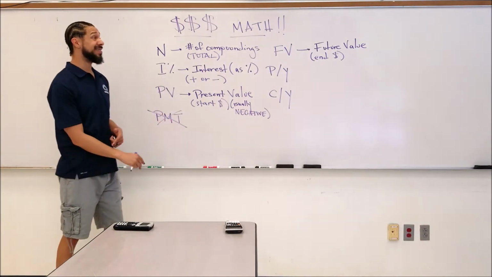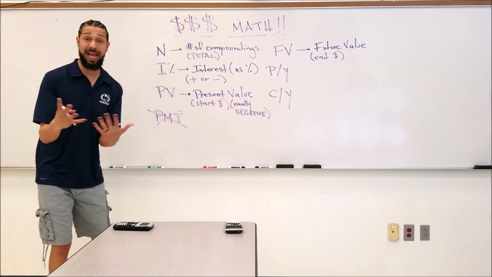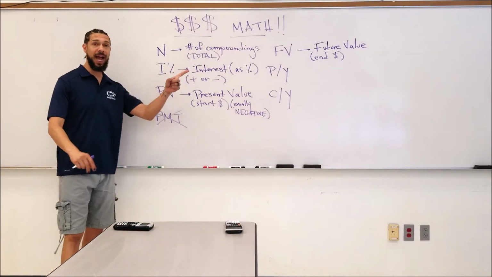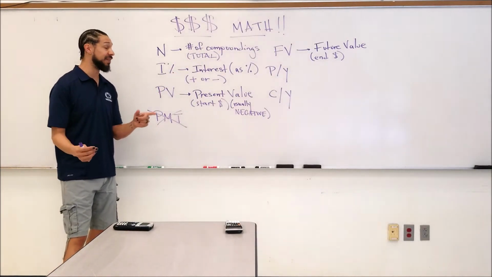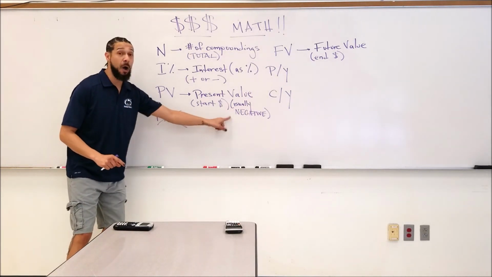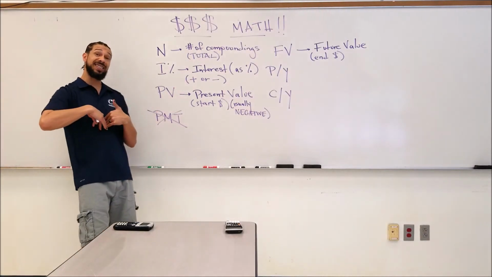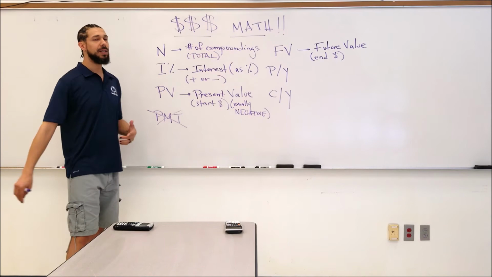Future value. Future value is end money. It's how much money you have left or have at the end of the problem. That's future value, and it's usually positive. It's always going to be the opposite sign of the present value. So if I'm paying out money in the present value, that means it's negative. And when I get that money back and receive it from future value, then it's positive.